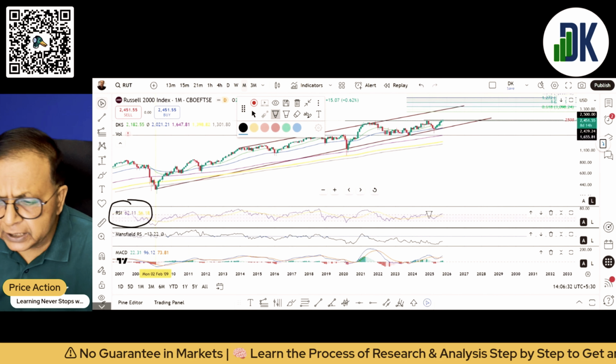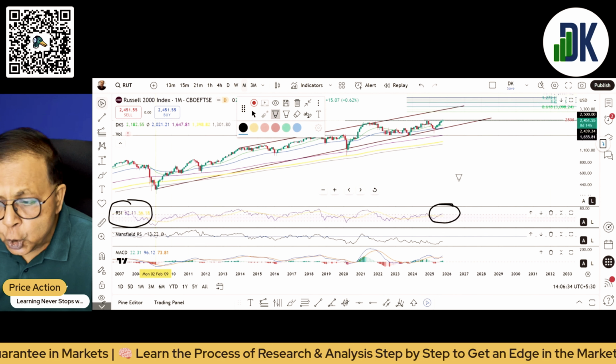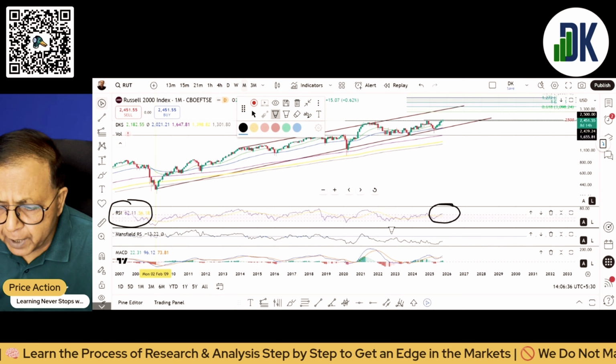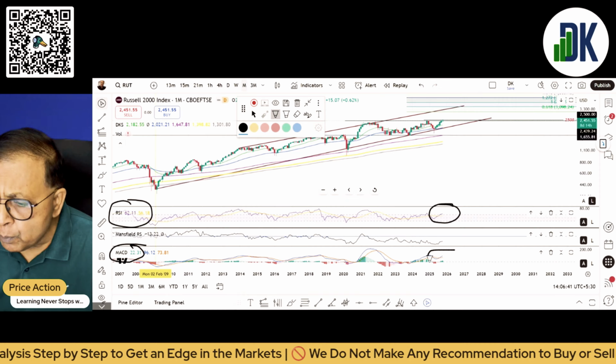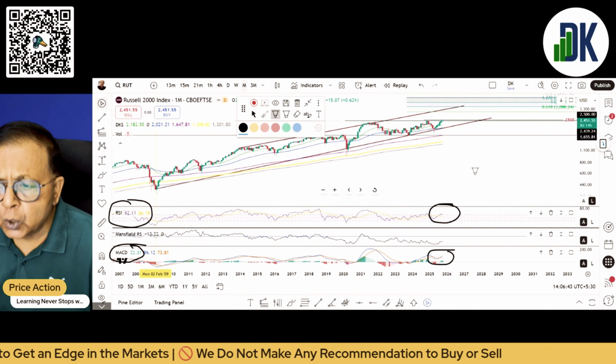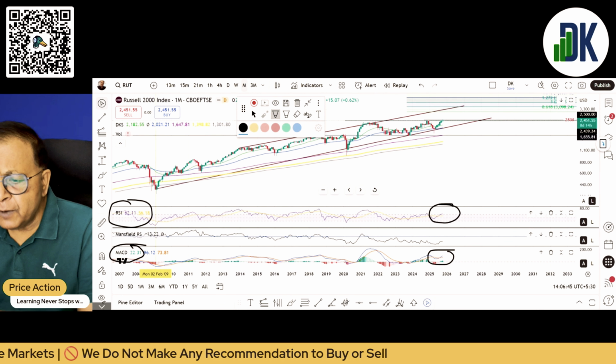Look at the supporting indicators. RSI in the monthly time frame is above the 60 level, showing good momentum in the market. At the same time, MACD is also showing a bullish crossover, and the histogram is under formation above the zero line.